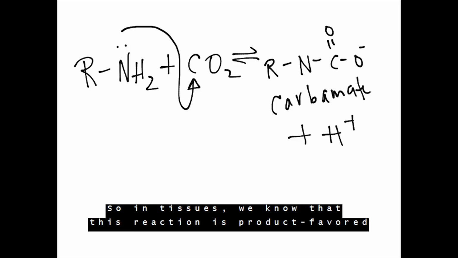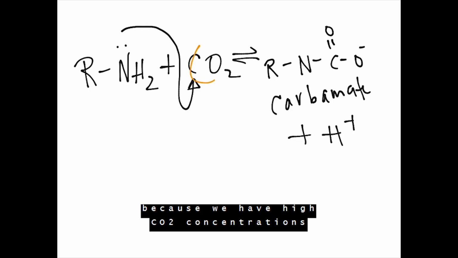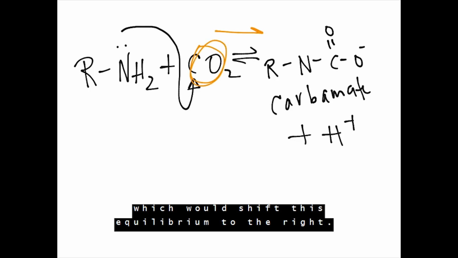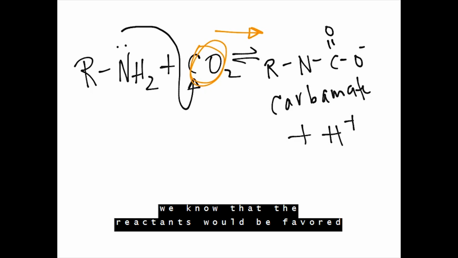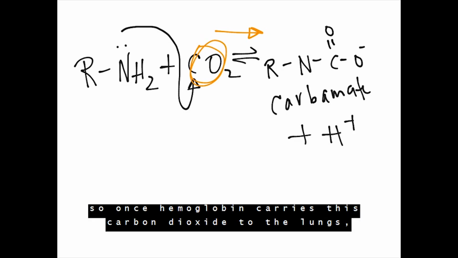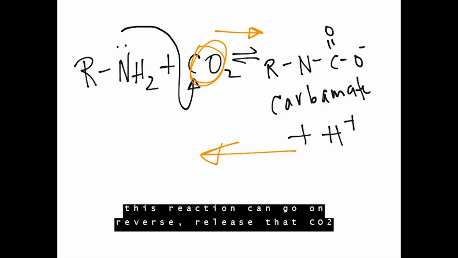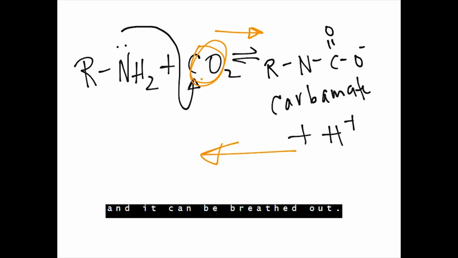Okay, so in tissues, we know that this reaction is product favored because we have high CO2 concentrations, which would shift this equilibrium to the right. But in the lungs, where we have low CO2 concentrations, we know that the reactants would be favored. So once hemoglobin carries this carbon dioxide to the lungs, this reaction can go in reverse, release that CO2, and it can be breathed out.